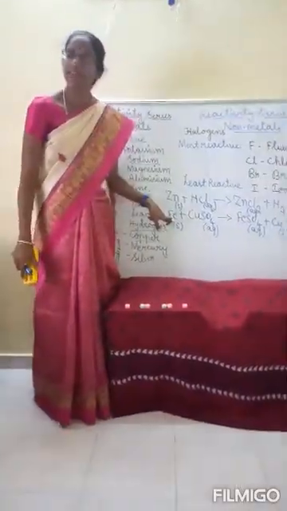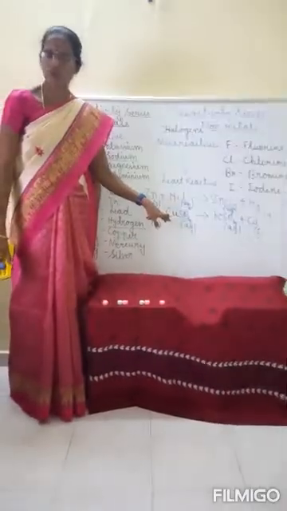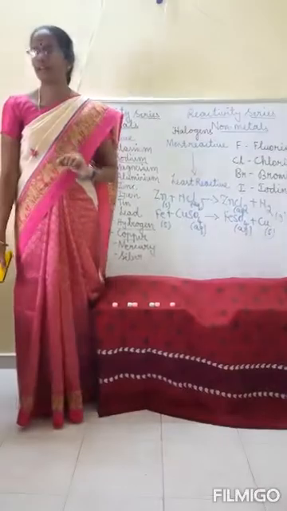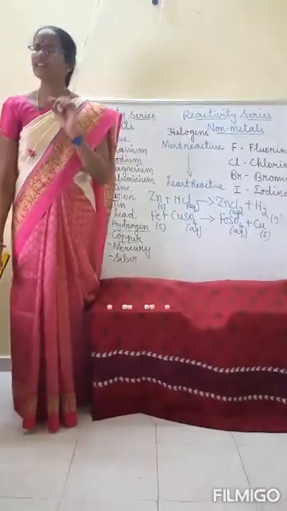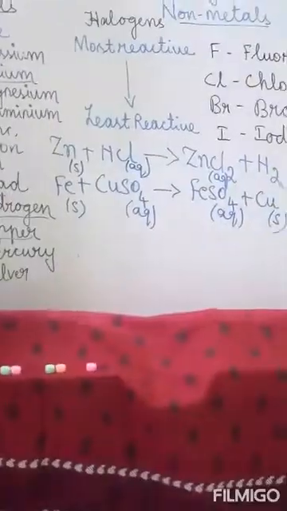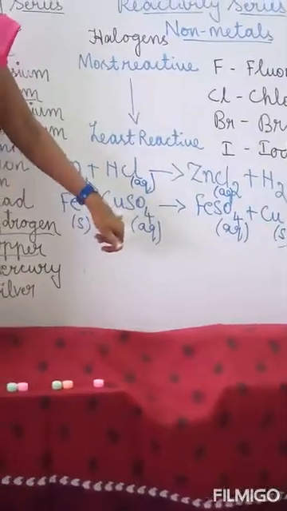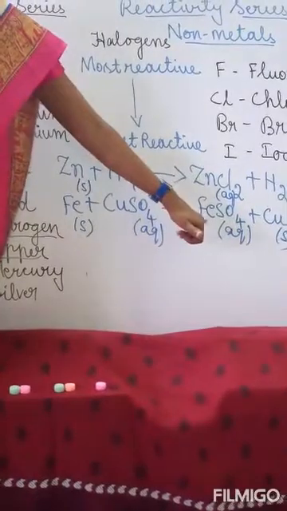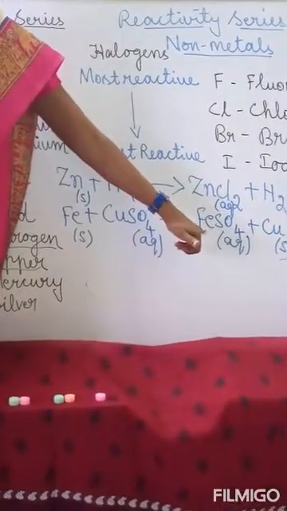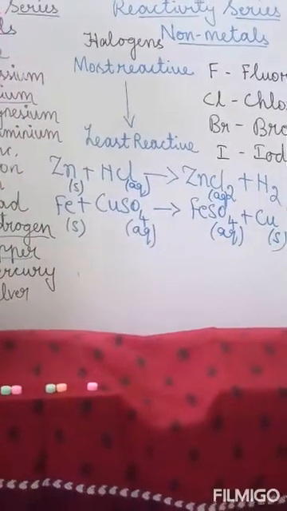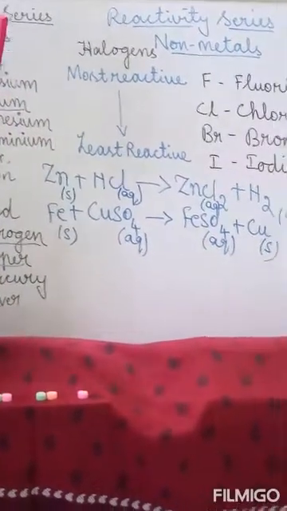When an iron nail is placed in copper sulfate solution, copper deposits over the iron nail, and you will see the reddish brown deposits on the iron nail. Here copper sulfate is blue in color and ferrous sulfate, or iron sulfate, is green in color. So here the solution is going to change from blue color to green color. Next one.